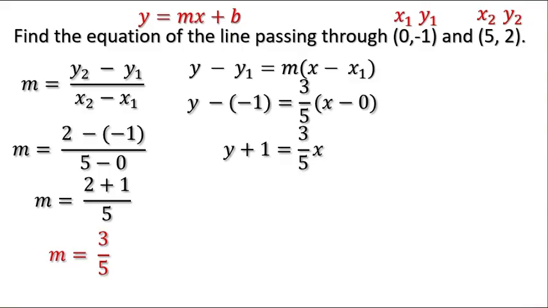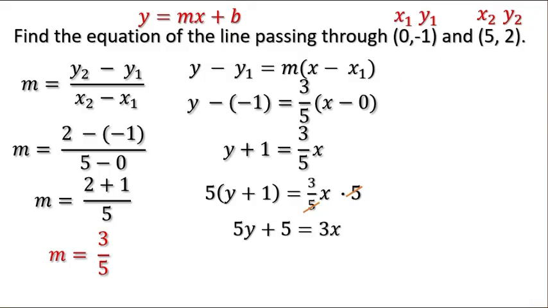Now, the next thing that we need to do here is to eliminate the denominator 5. And to do that, we need to multiply both sides of our equation by 5. 5 in the denominator and 5 here will be cancelled. Then we can right away distribute this 5 to our binomial y plus 1. So 5 times y is 5y, and 5 times 1 is equal to 5. Thus, we have 5y plus 5 equals 3x.